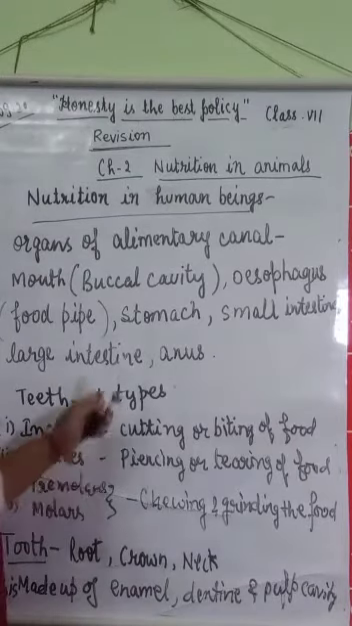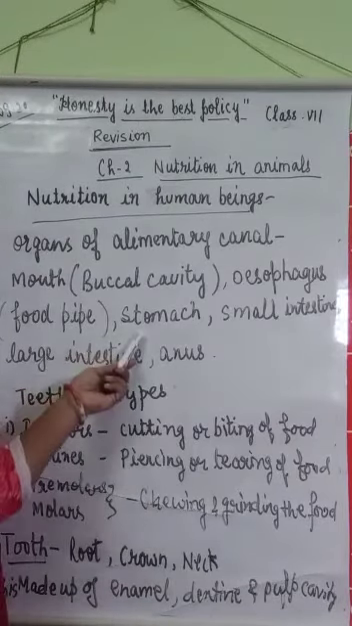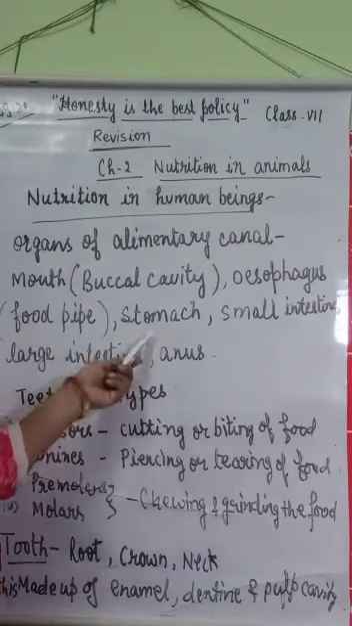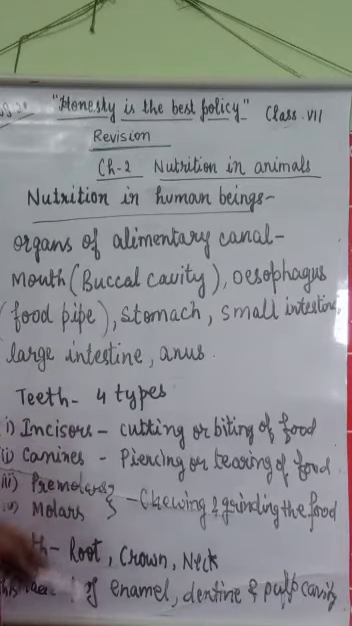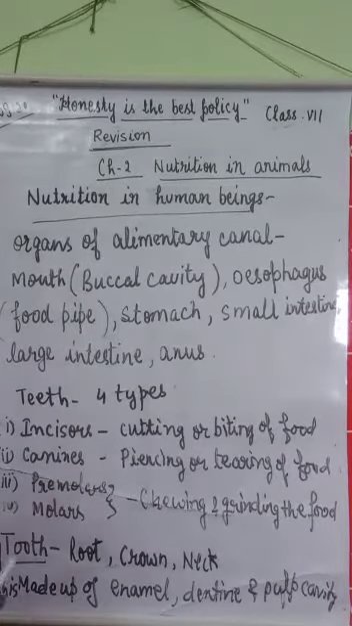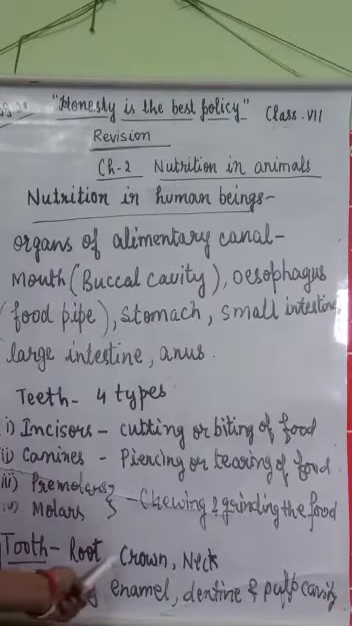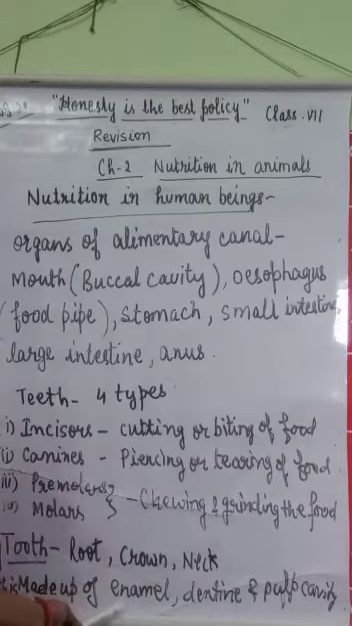So here you can make some important questions: which digestive juice is secreted by the stomach? That is gastric juice. Small intestine secretes intestinal juice. Liver secretes bile juice, and pancreas secretes pancreatic juice. And a tooth has three main parts: root, crown, and neck. Enamel is the hardest substance. Tooth is made up of enamel, dentine, and pulp cavity.